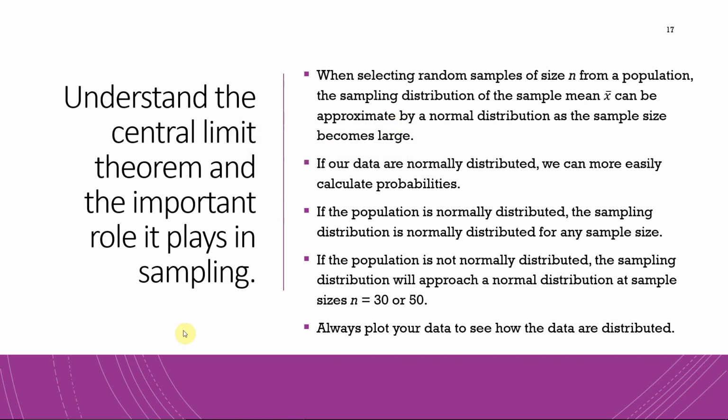All right, let's talk about the central limit theorem. So when we select a random sample from a population, the sampling distribution of the sample mean can be approximated by a normal distribution as the sample size becomes larger. So remember, if our data are normally distributed, we can more easily calculate probabilities.